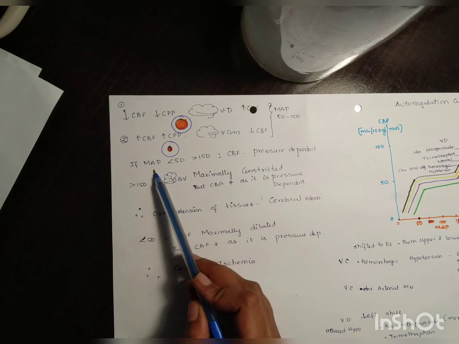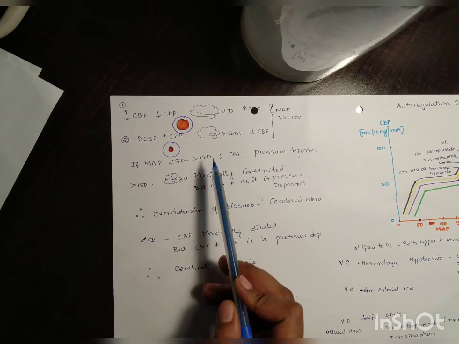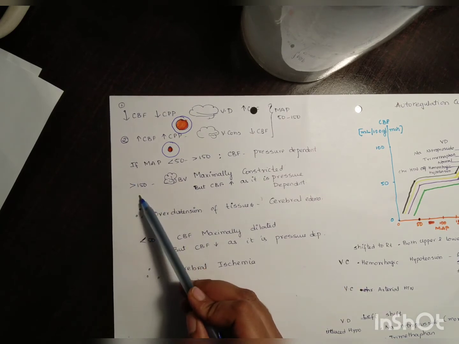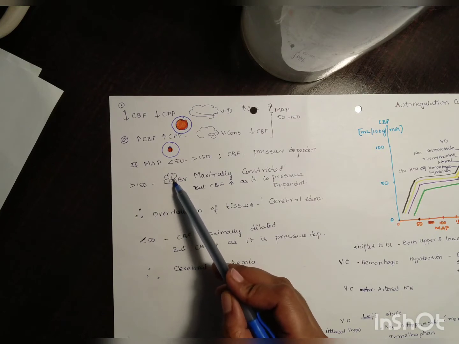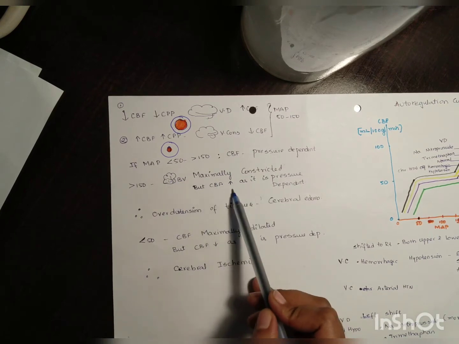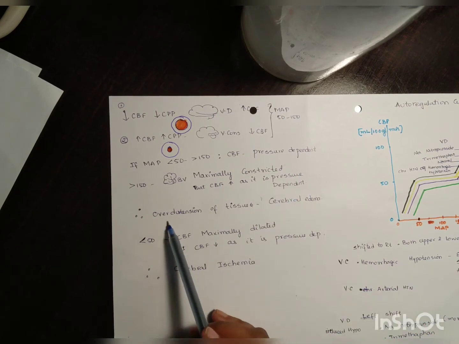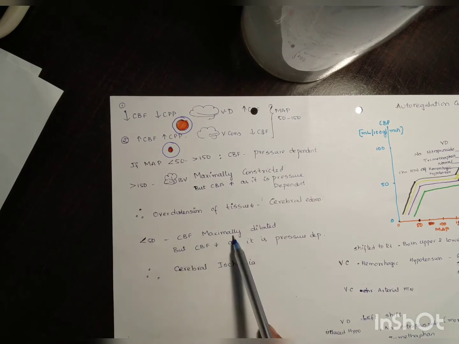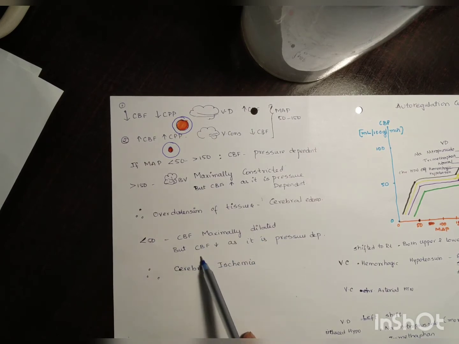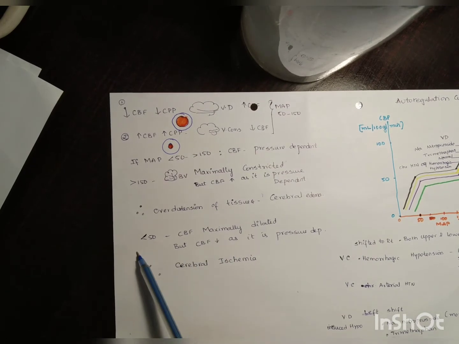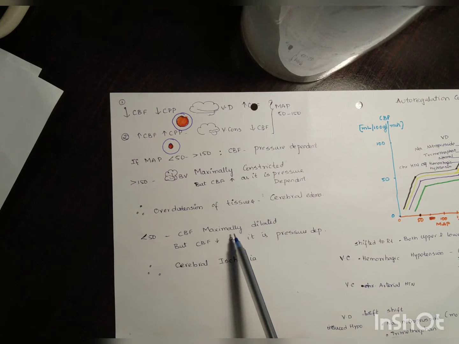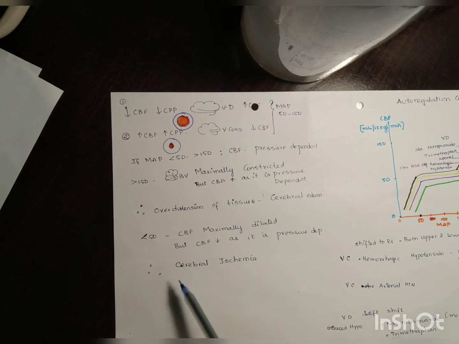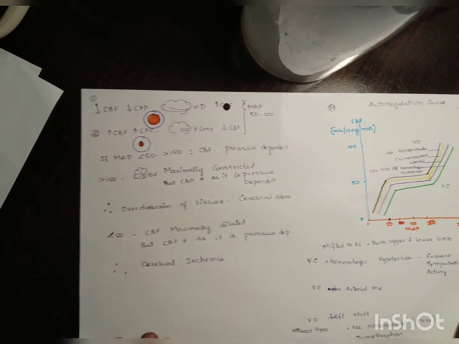But if the MAP is less than 50 or more than 150, it becomes purely pressure dependent. So in a scenario where the MAP is more than 150, the blood vessels are maximally constricted, but the blood flow will keep increasing as it is pressure dependent, and there will be over distension of tissues causing cerebral edema. And if it is less than 50, the brain blood vessels are maximally dilated, but here the blood flow decreases as it is pressure dependent, and you can see cerebral ischemia.